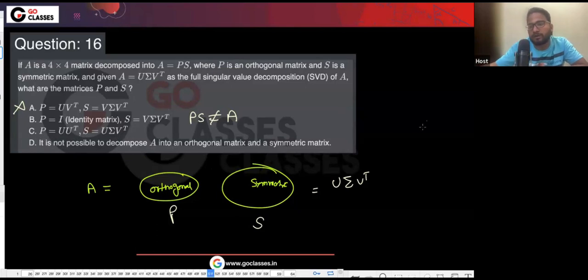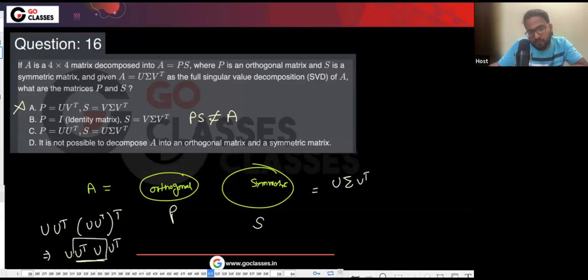Is this orthogonal? What is the definition of orthogonal? It means that if you multiply the transpose of this with itself, then it should give you the identity matrix. Let's just check it. U transpose U is identity. But this U transpose, just a second.